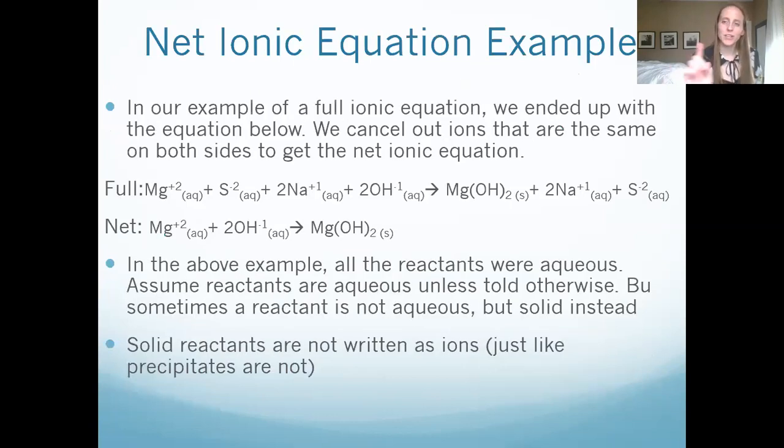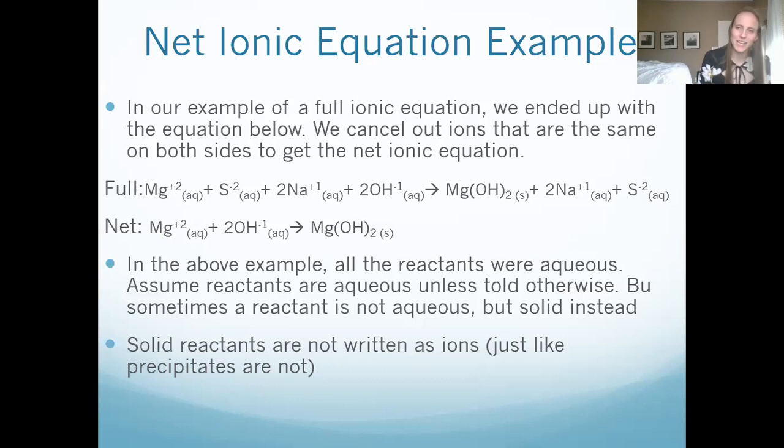It is important to note that when you're canceling out ions, make sure that both of them are actually ions. So an Mg 2+ will cancel out another Mg 2+, but an Mg will not cancel out an Mg 2+. So they have to both be ions in order to cancel out. If one of them's a solid, even if it's by itself, it won't cancel out. And I'll show you in a moment what that will look like.